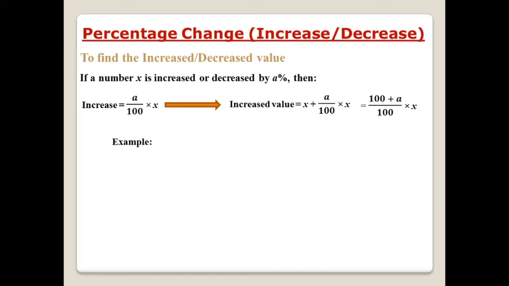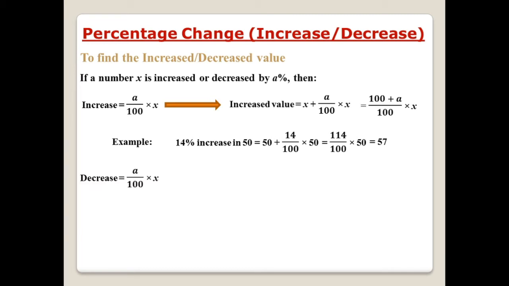For example, 14% increase in 50 is equal to 50 plus 14 over 100 multiplied by 50. If you follow the second step of the expression written above in the formula, you can see that we can add 100 and 14. It means it is 114 over 100 multiplied by 50. So the answer is 57.